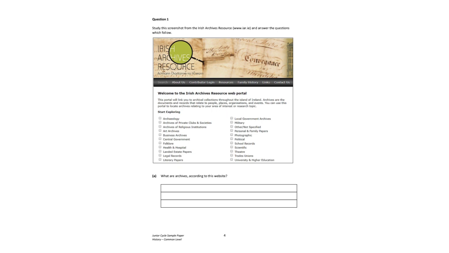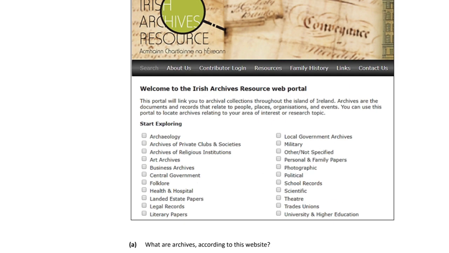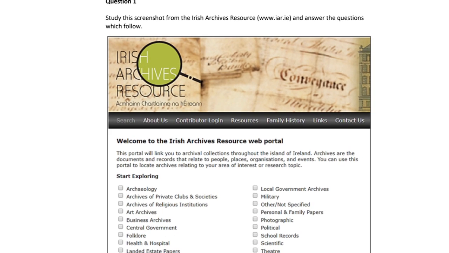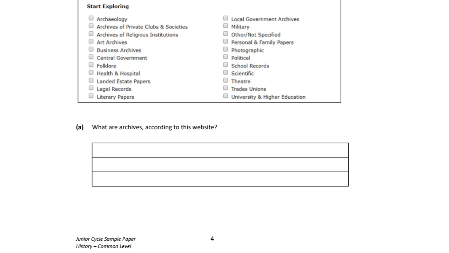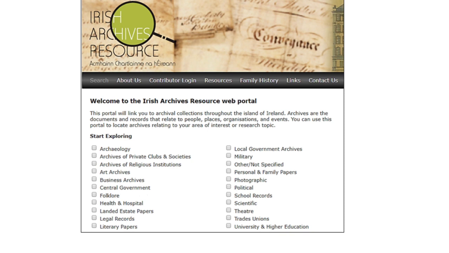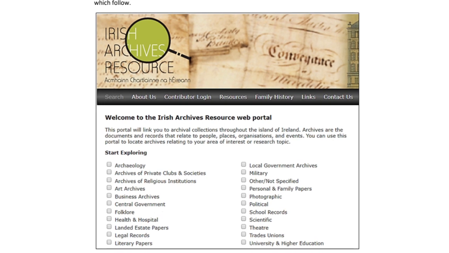So, as you probably know, quite a lot of the questions on the Junior Cycle History paper are source-based questions. So you're given a source like this. This one, we've got a screenshot from the Irish Archives resource, and we have to answer some questions. Now, a lot of these source questions are really simple, really straightforward. Question one: what are archives according to this website? That is as simple as it sounds. So you go up here and find a sentence that describes what archives are. Here we have it: archives are the documents and records that relate to people, places, organizations, and events. You just copy that exact line into your answer box, and you get your full marks.